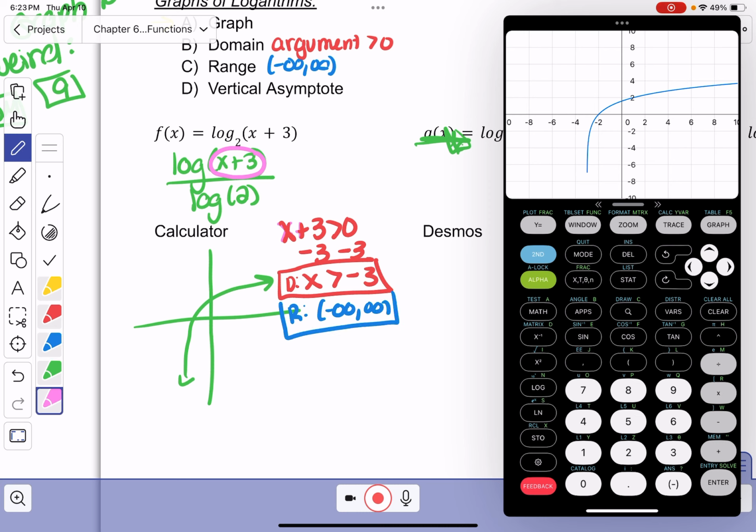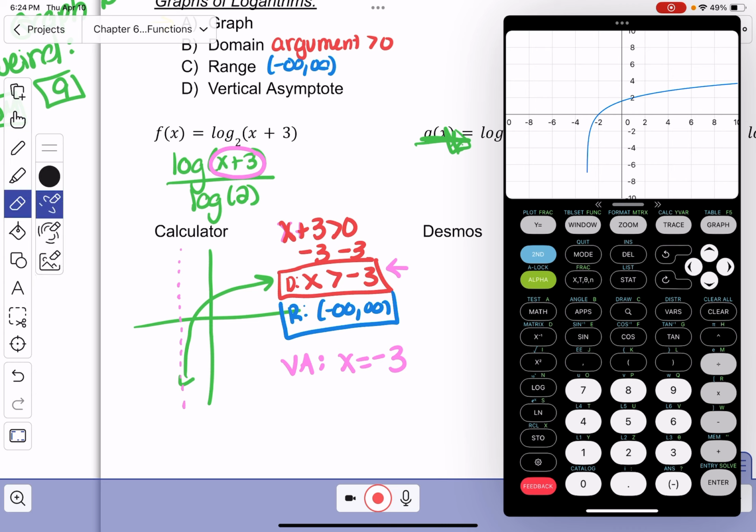And then the asymptote. What an asymptote is, if you remember from the rational function, is a line that it approaches and never crosses. That's going to be the same line as the domain. So if my domain is x is greater than negative 3, my vertical asymptote is x equals negative 3. All right, let's do another one.